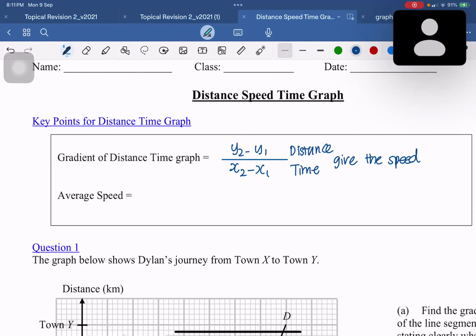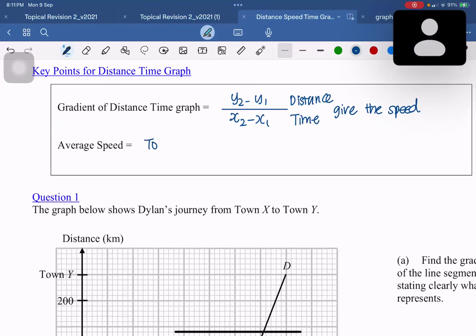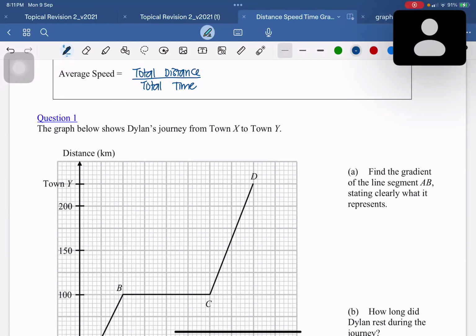Then next thing is average speed. Average speed is given by the total distance traveled divided by the total time taken. Even if there's rest, you must also include the time taken. So without further ado, let's try to apply this concept.